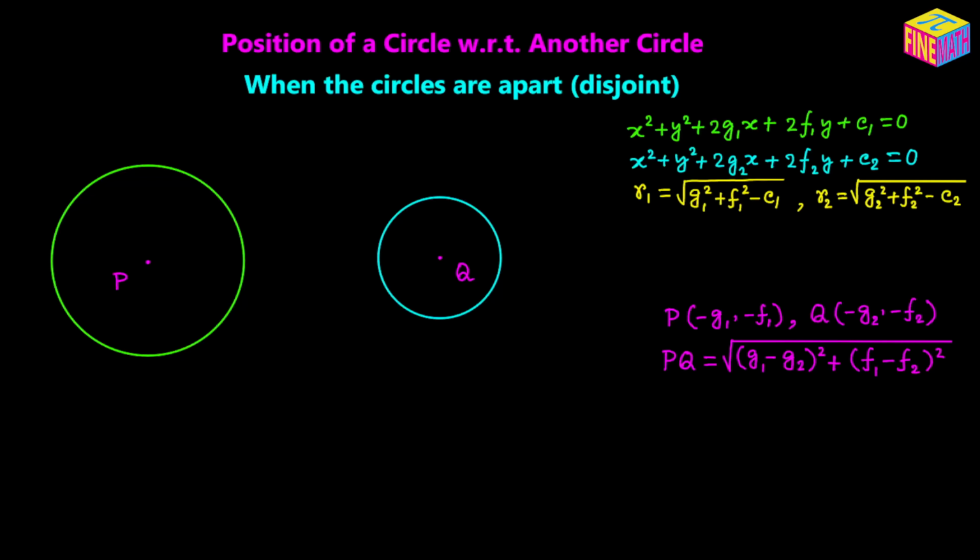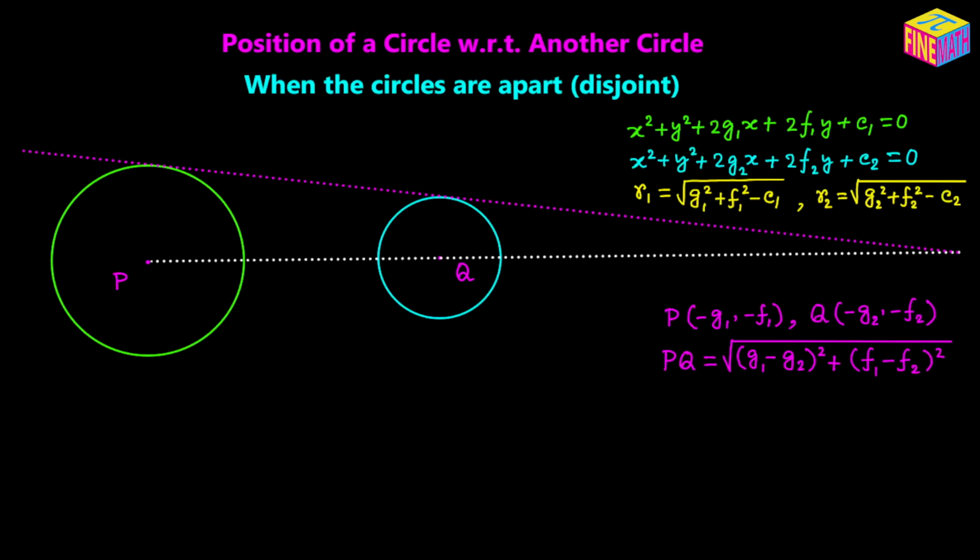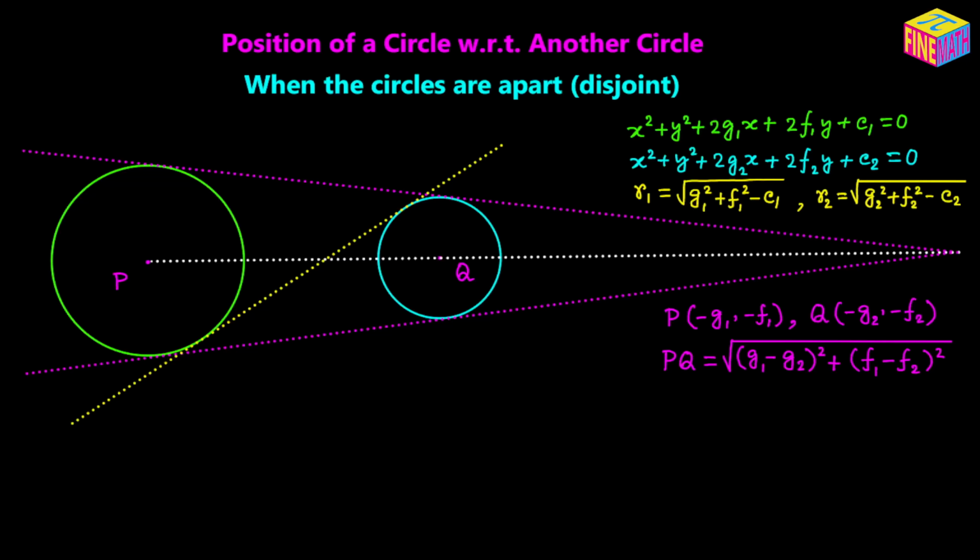Next, I am going to do a few little constructions here. First, I am going to join the centers of the two circles and extend that line. Next, I am going to draw the first direct common tangent, and then the second direct common tangent, which would be on the lower side. Then I am going to draw the first transverse common tangent, and next the second transverse common tangent. Let's assume the direct common tangents intersect at point D, and the transverse common tangents intersect at point T. I have assumed D's coordinates to be x sub 1, y sub 1 and T's coordinates to be x sub 2, y sub 2.